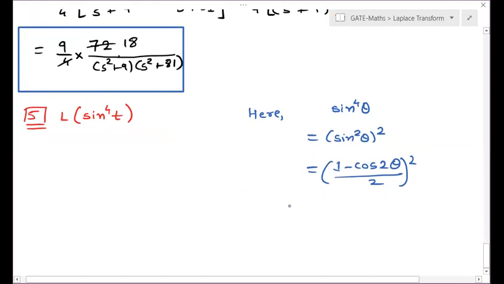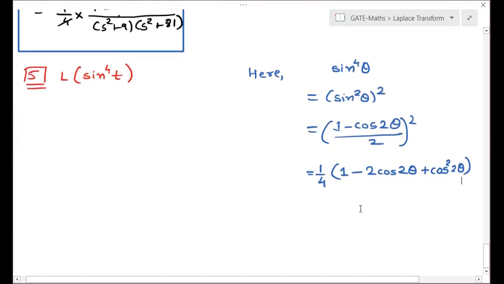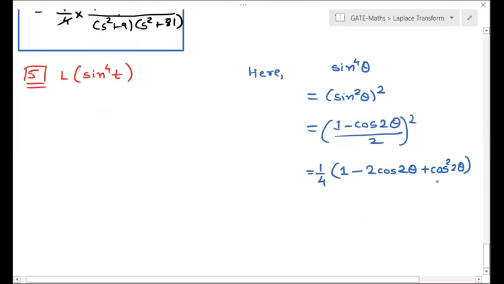So 1 by 2 square, it is 1 by 4, right? Now a minus b whole square, a square minus 2ab plus b square. Is it clear? A square minus 2ab plus b square. Now again, we are not having Laplace of cos square or cos cube. We have to convert this in linear form only. So how we can convert this in linear form?